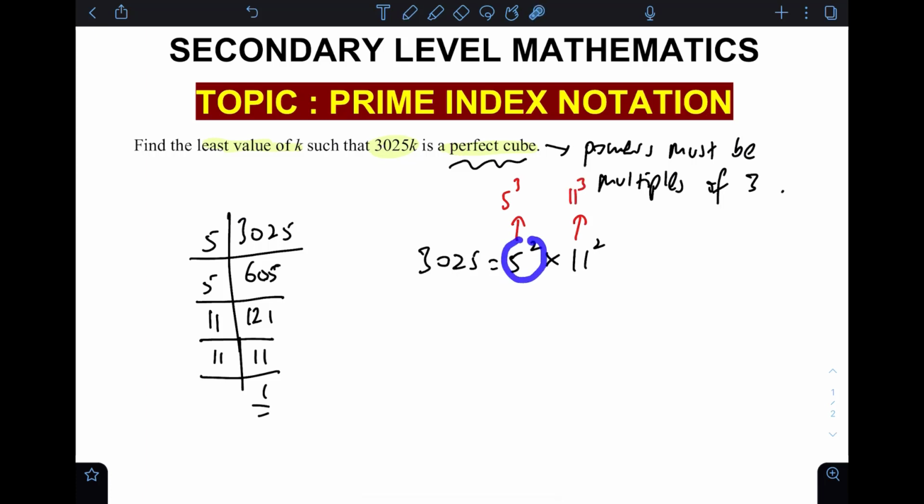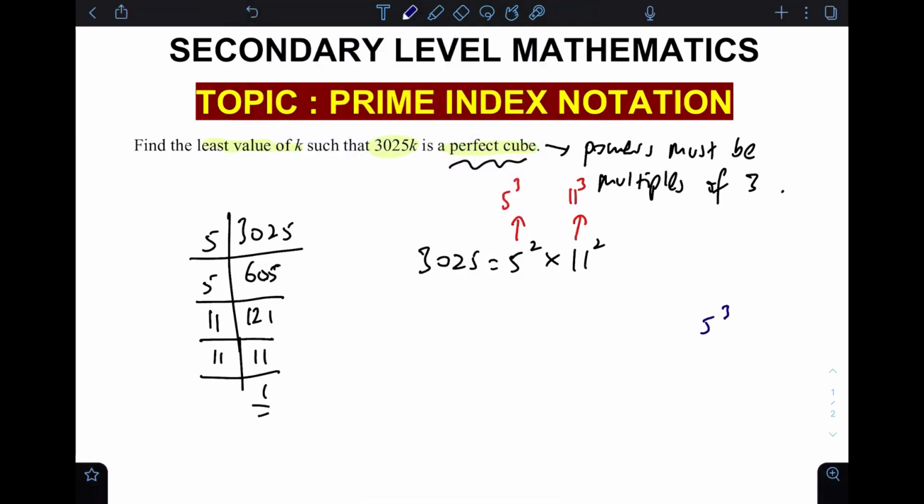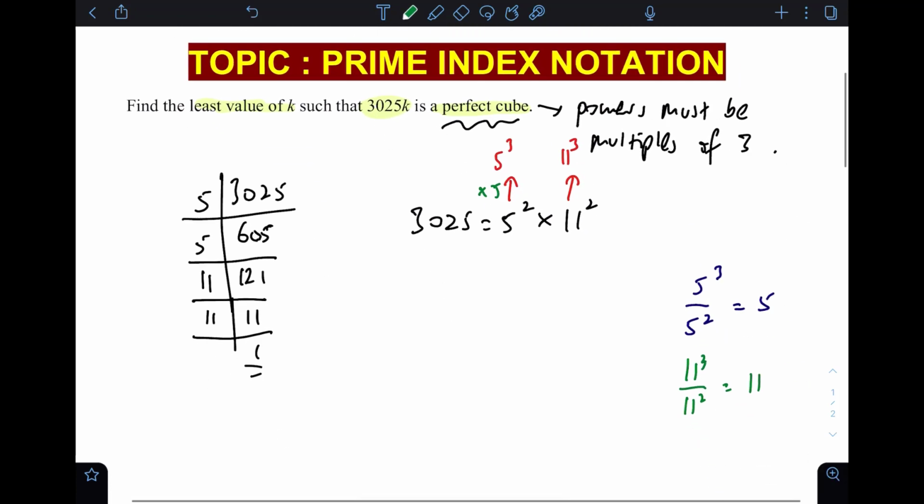So how do you go from 5 squared to 5 cubed? One fast way you can do this is to just take 5 cubed divided by 5 squared. You need to multiply by another 5. Okay, how do you go from 11 squared to 11 cubed? You just take 11 cubed divided by 11 squared, you get 11. So you multiply by another 11. So basically, this is what you need k to be, 5 and another 11. So therefore, k is 5 times 11, k is 55.